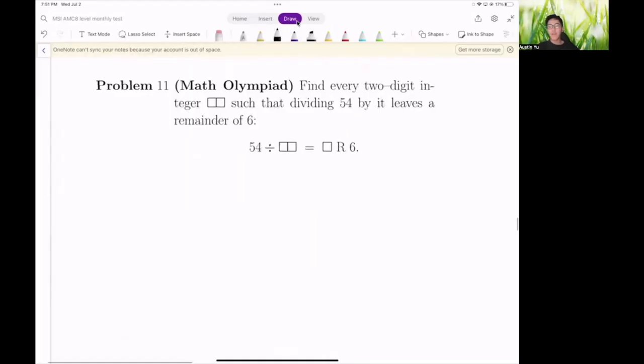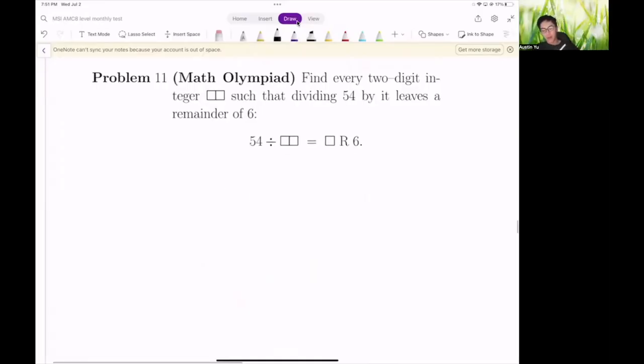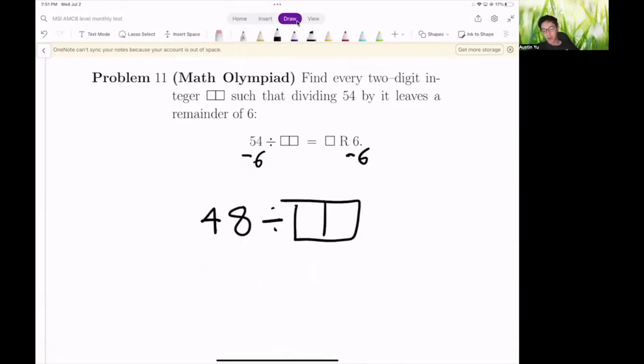Problem 11. Find every two-digit integer such that dividing 54 by it leaves a remainder of 6. Well, what if we don't want the remainder? Because solving for a remainder is too difficult. Let's make it so that there is no remainder. So let's just subtract the remainder, minus 6, from the dividend. So we also subtract 6 from the dividend 54 to make it no remainder. And this gives us 48 divided by a two-digit number equals a whole number.